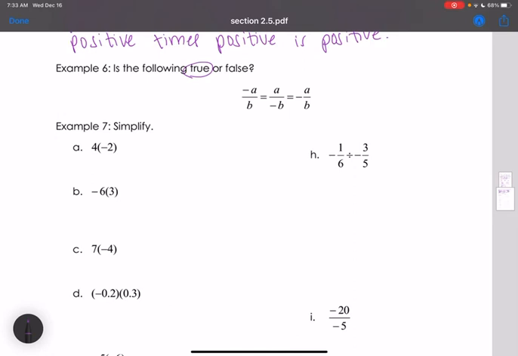All right, so 4 times negative 2. So a positive times a negative is a negative 8. Negative 6 times 3, a negative and a positive is a negative 18. 7 and negative 4 is a positive with a negative is a negative 28. Negative 0.2 times a positive 0.3 is a negative 0.06. On that one, a lot of people get confused.